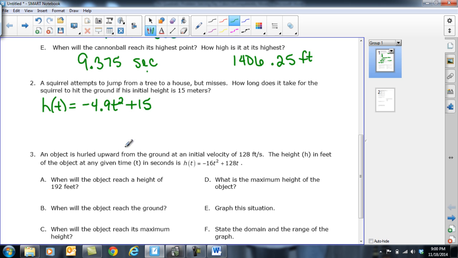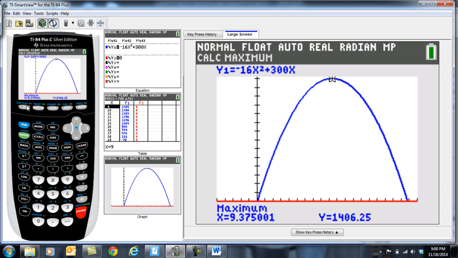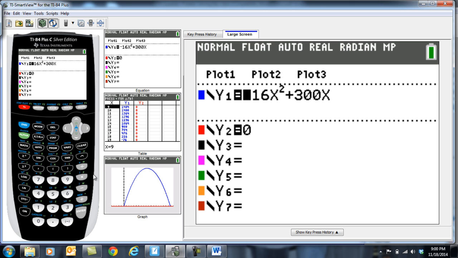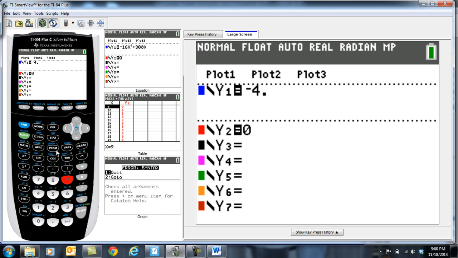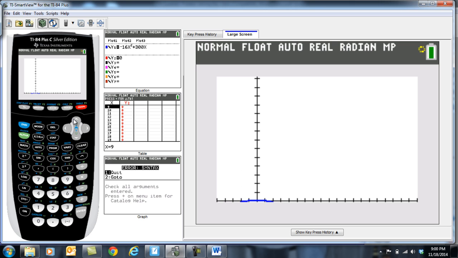We need to graph this in order to figure out how long it took him. I'm trying to find out where he hit the ground. Where was it 0? So I'm going to go back to my calculator and I'm going to go to y equals, and I'm going to type in that equation. So I have negative 4.9 x squared plus 15. That's going to be my equation, and I want to graph that. But if I graph this now, it's going to be in that window I used a minute ago, which is probably okay.